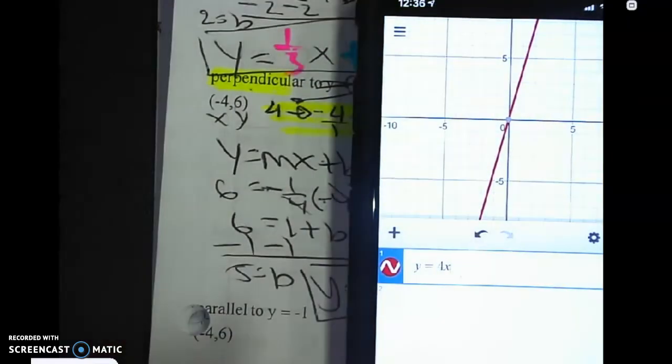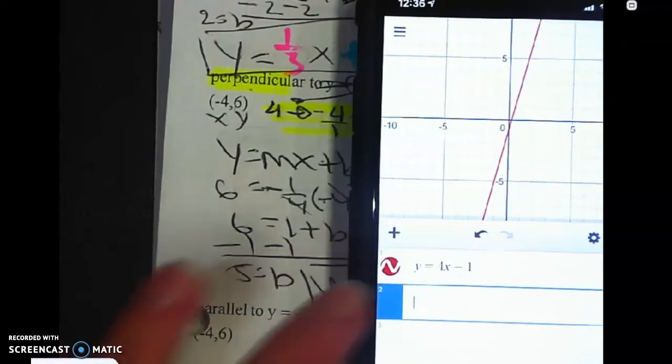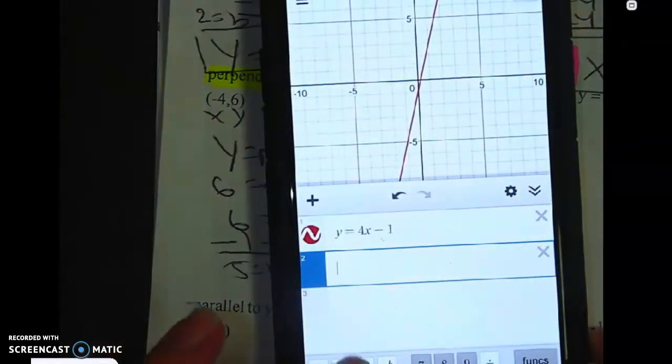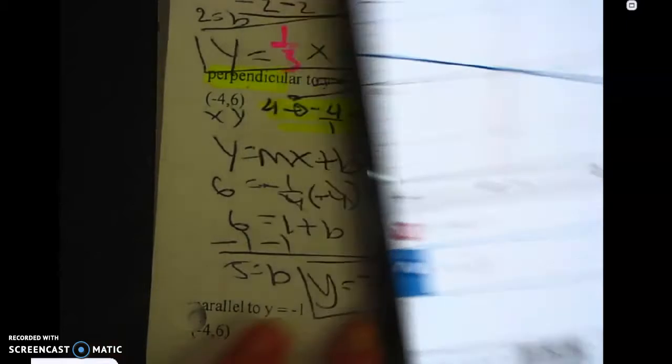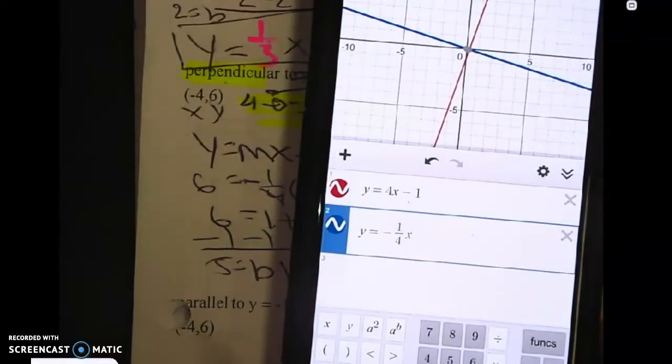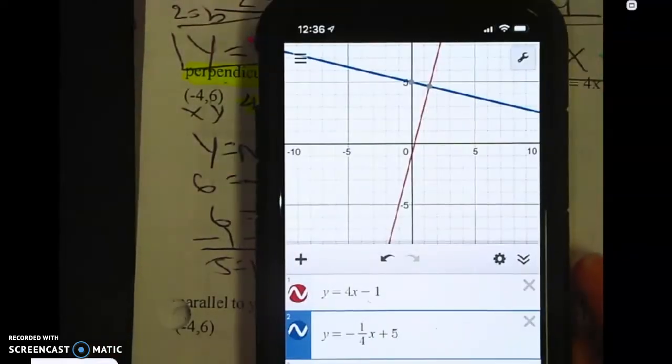Minus 1. So minus 1. And then I come over here, y equals -1/4 x. Remember, I have to press the right thing. And then what was it? Plus 5. And I look and it makes a T.